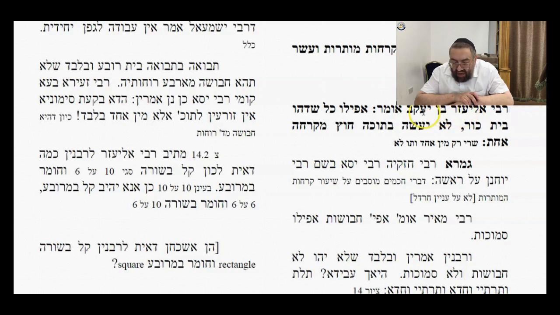Reb Lezer ben Yaakov, he said, Afilu kol sadeo base kol. Your field might be a base kol, which is 30 base sar. La yase b'soicha chutz mikarachas achas. You can only make a single plot of a different species. So what that means, there's no special allowance for square base rova plots. He's much stricter than the Chachamim.